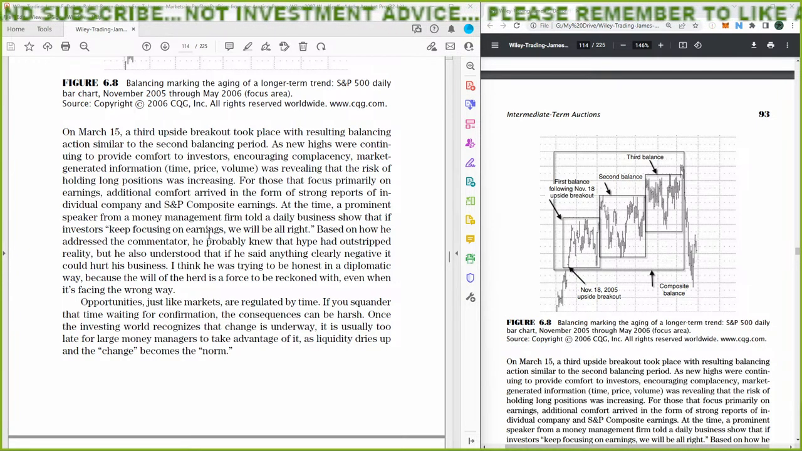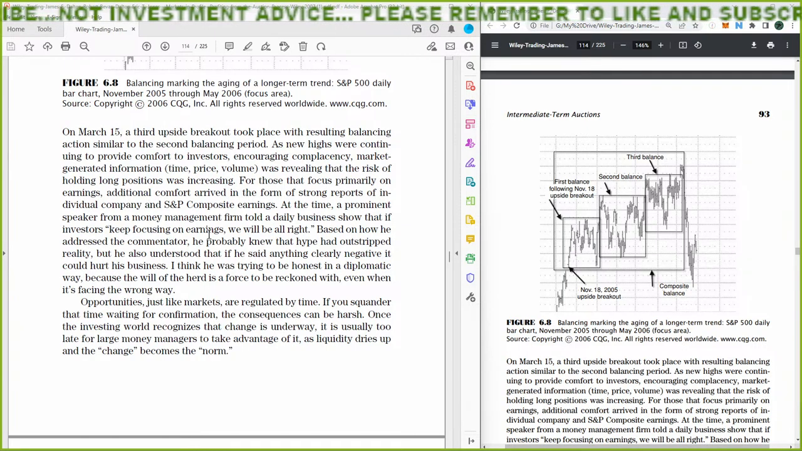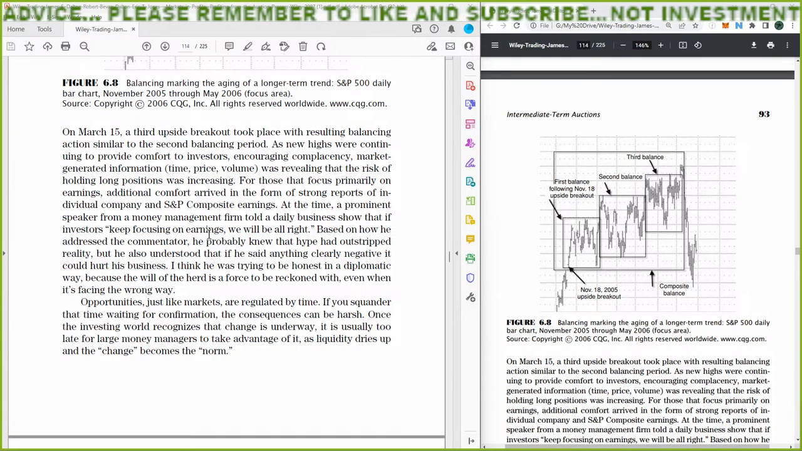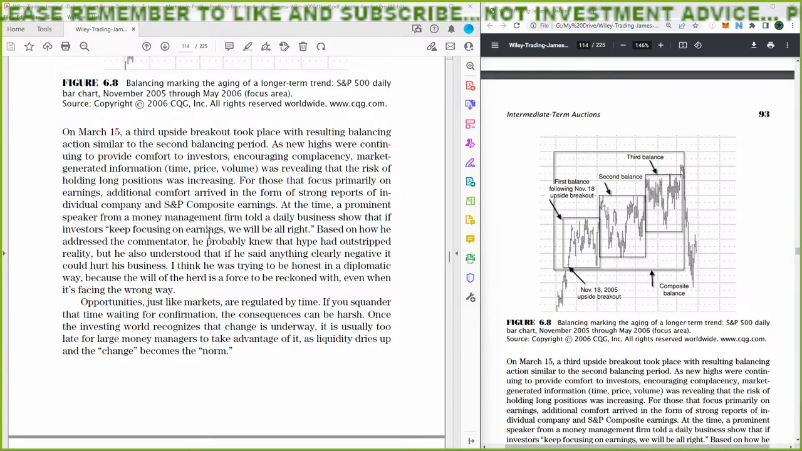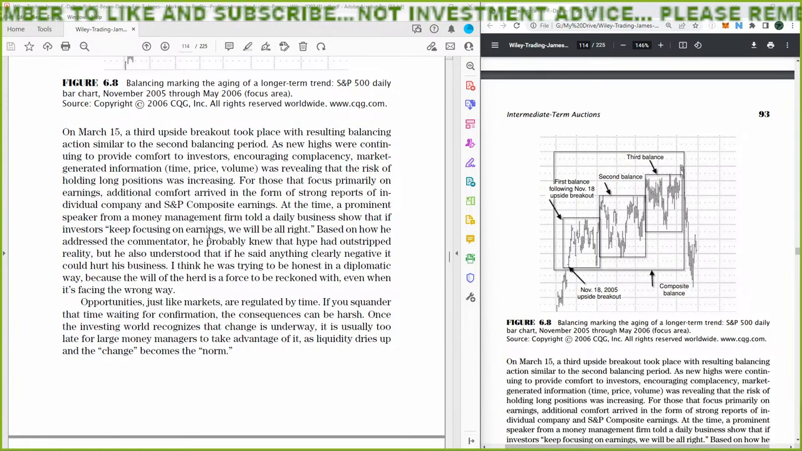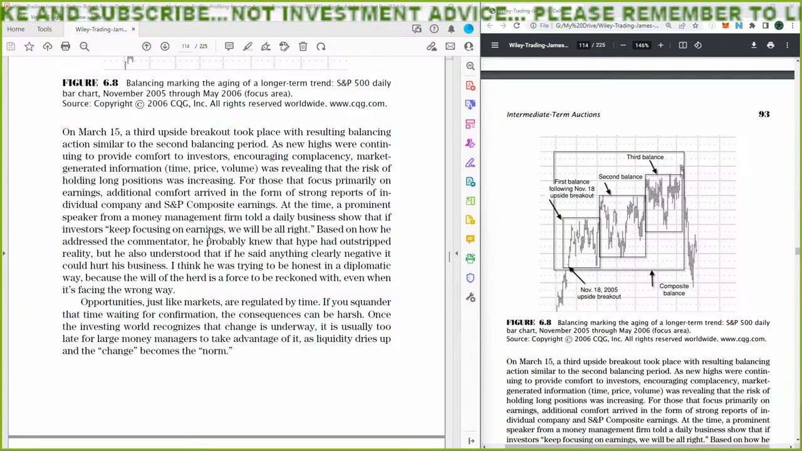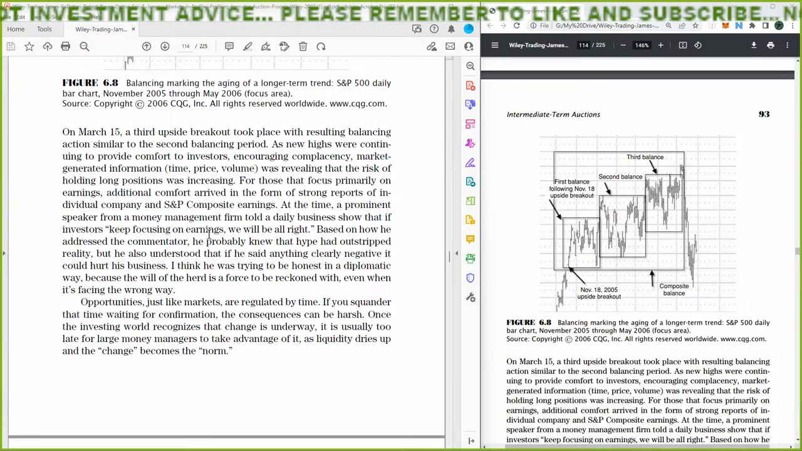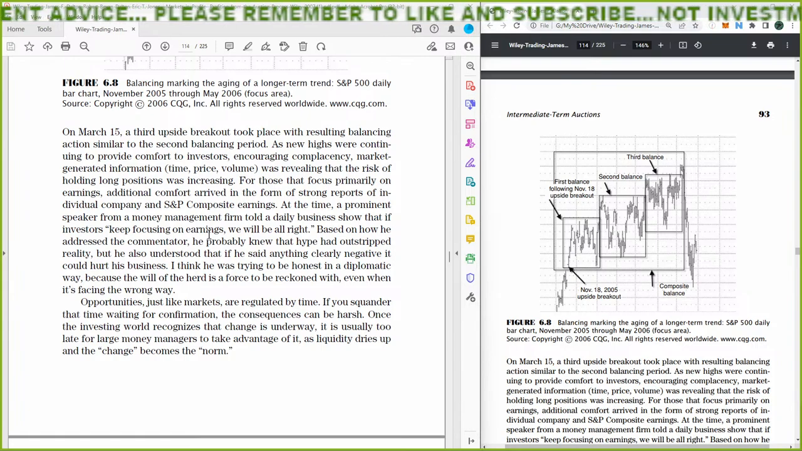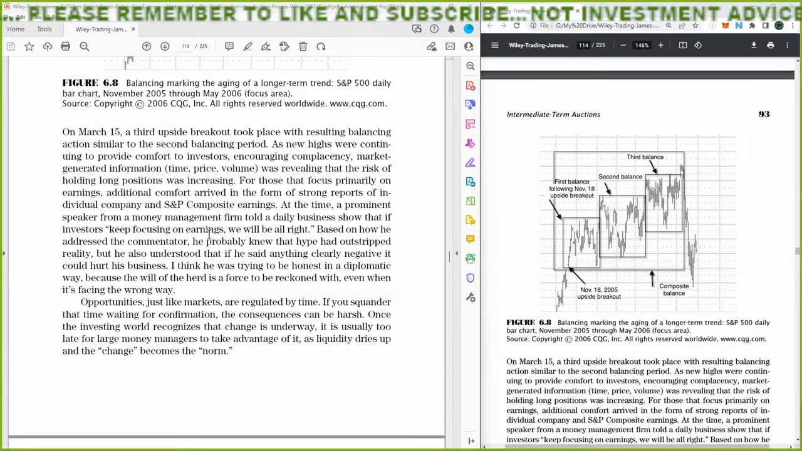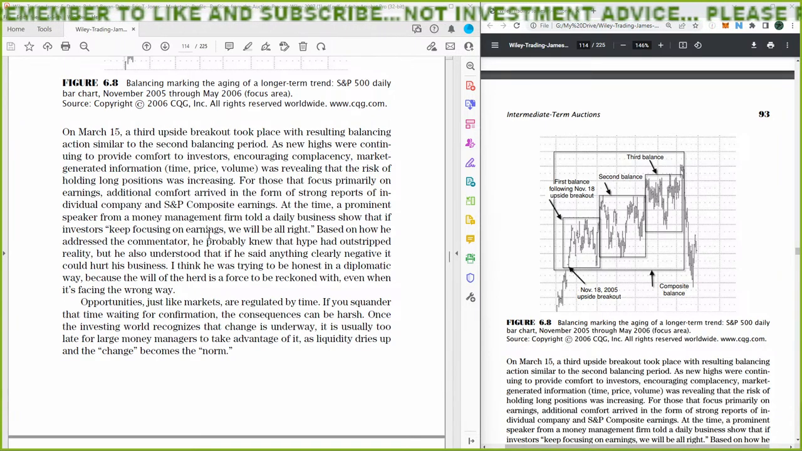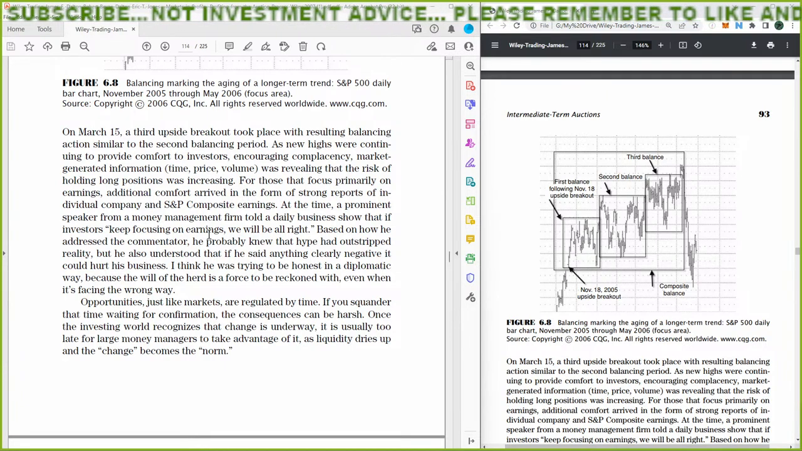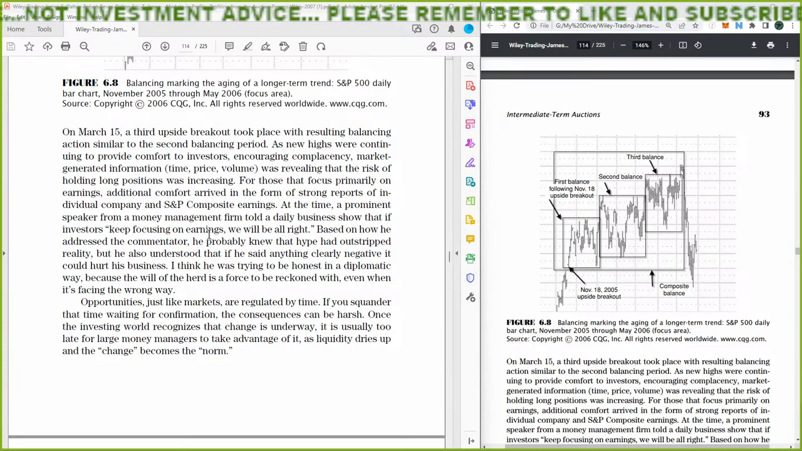For those that primarily focused on earnings, additional comfort arrived in the form of strong reports of individual company and S&P composite earnings. At the time, a prominent speaker from a money management firm told a daily business show that if investors keep focusing on earnings, we will be all right. Based on how he addressed the commentator, he probably knew that the hype had outstripped reality, but he also understood that if he said anything clearly negative, it could hurt his business. I think he was trying to be honest in a diplomatic way, because the will of the herd is a force to be reckoned with, even when it's facing the wrong way.